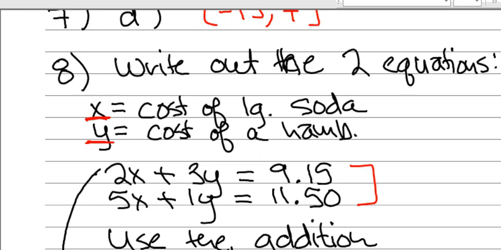If you read the second sentence, it says the cost of 5 large sodas and 1 hamburger is $11.50. So I'm going to do the same thing and translate that into math. And I'm going to write that as 5x plus 1y equals $11.50. And I'm going to line them up horizontally, one underneath the other. And I am going to use the addition method. You don't have to. You can do substitution if that's easier for you.